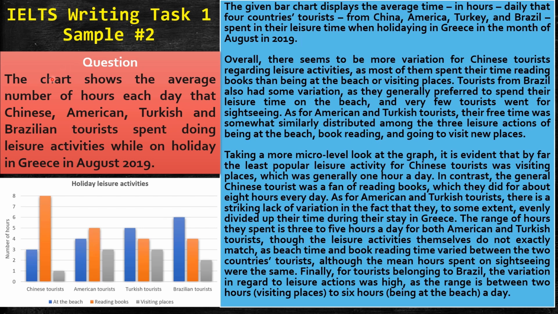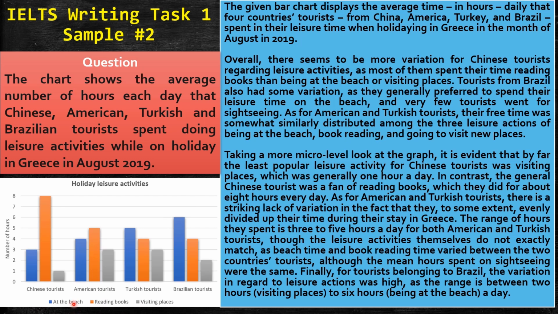So there are some other samples. For example, this one. The chart shows the average number of hours each day that Chinese, American, Turkish, and Brazilian tourists spent doing leisure activities while on holiday in Greece in August 2019. So basically, people from China, America, Turkey, and Brazil actually spent their holiday doing a number of different things. These three particular activities are shown here.